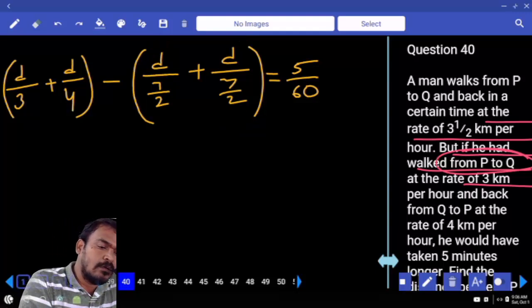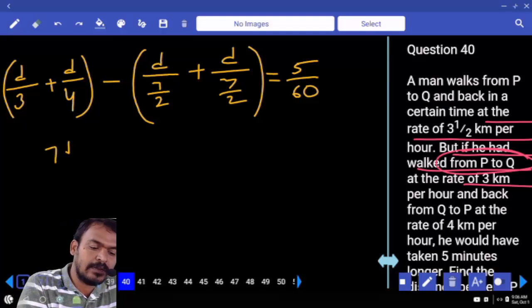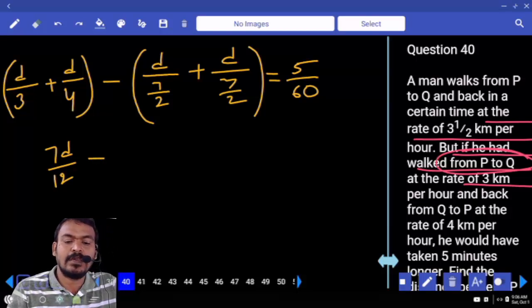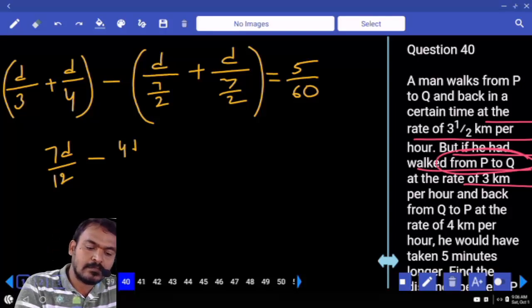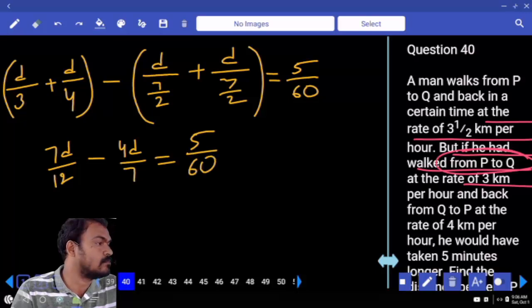First fraction 4 into d, 3 into d. Total it is 7d/12 or not? Minus 2d by 7 plus 2d by 7. It is 4d/7 or not? 4d/7. That is equal to 5/60 or not?